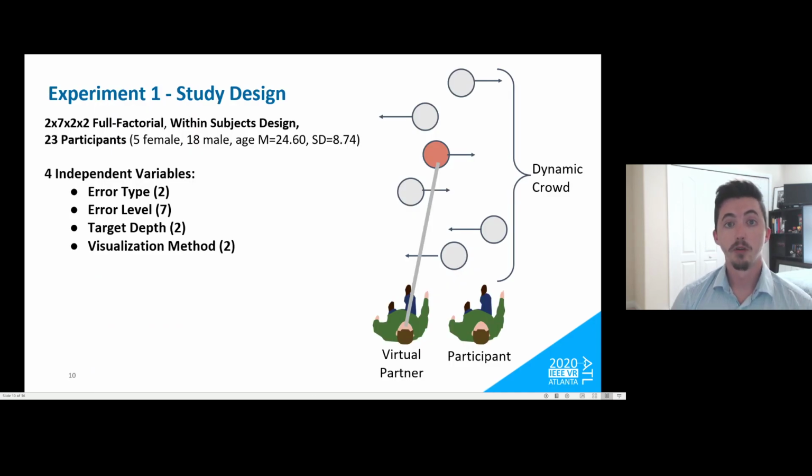So this first experiment consists of 4 independent variables, which will be explained in depth in the next couple slides. But just to name them, we have error type, so 2 different error types. There are seven different levels of error for each of those error types. There are 2 target depths in which a target person is chosen from in the crowd. And then there are 2 visualization modes in which that shared gaze information can be displayed to our participants.